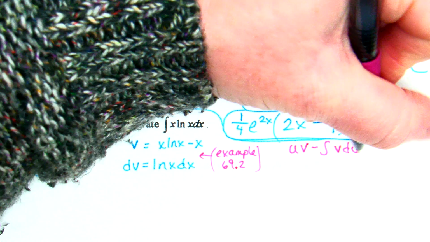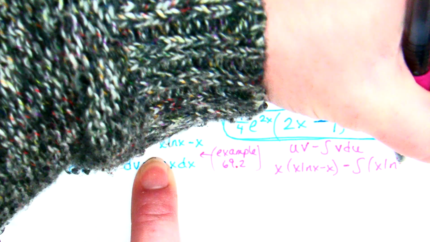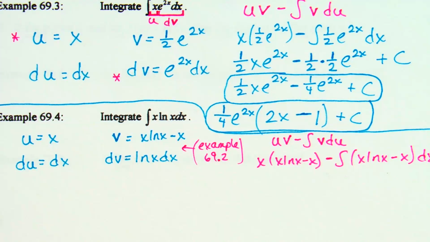u is x times v is x ln x minus x minus the integral of v du. Well, look at what happens. What's v? X ln x minus x times dx. Can you pinpoint something specific that happens? I mean, it's ugly, I agree. But our whole goal is we're trying to do the integral of x ln x. What ended up in our integral? X ln x. So did that help me any? No. Okay, because we ended up with another x ln x right there.